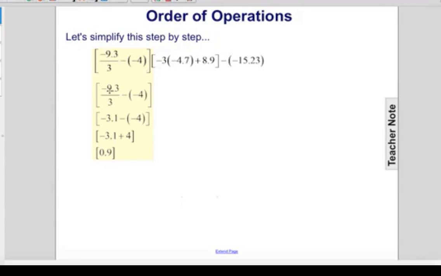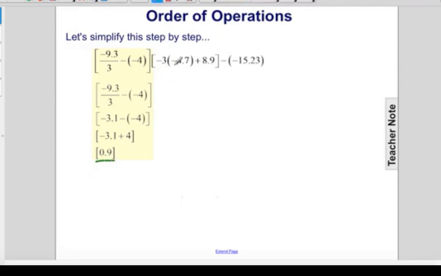So we have negative 9.3 divided by 3 minus negative 4. We do this division before we do this subtraction because division comes first. So this becomes negative 3.1, and we still have our subtraction problem here on the end. These negative signs cancel into an addition sign, and so everything inside of these brackets is now 0.9.